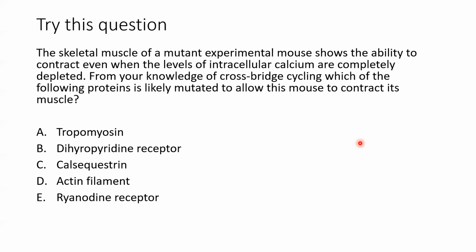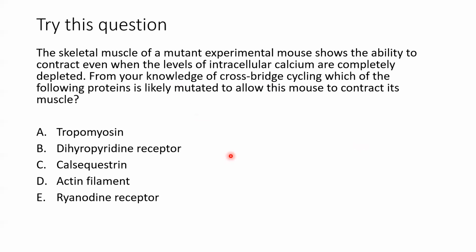A? Why would you say A? Thank you. The answer is A, because the tropomyosin is not blocking that site on the actin.